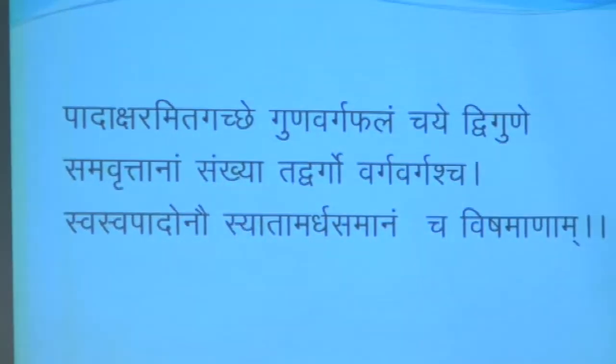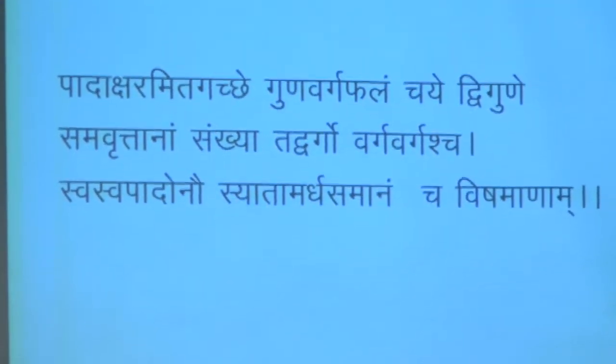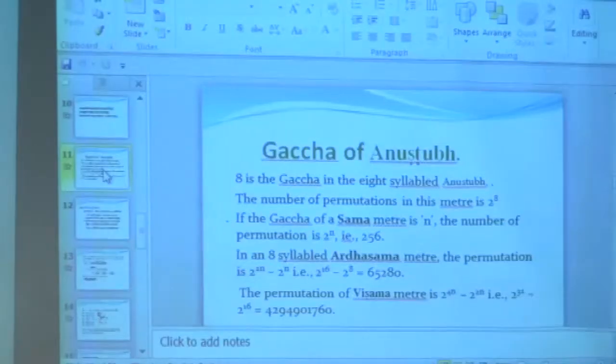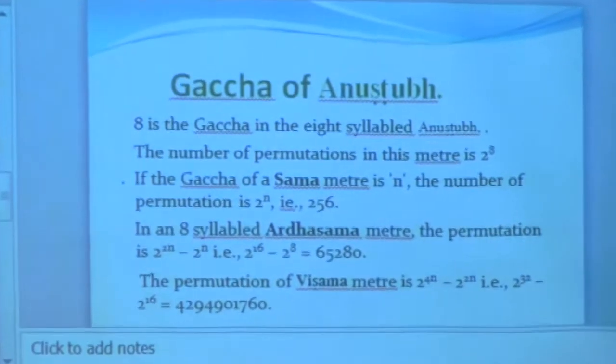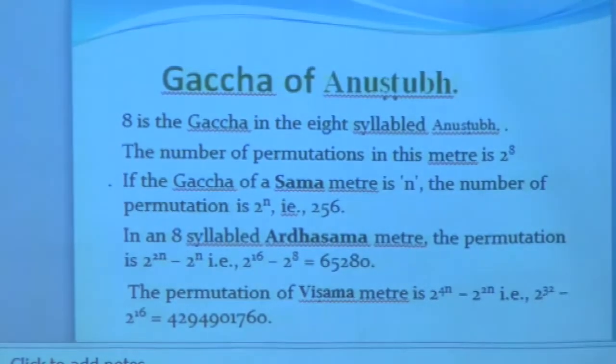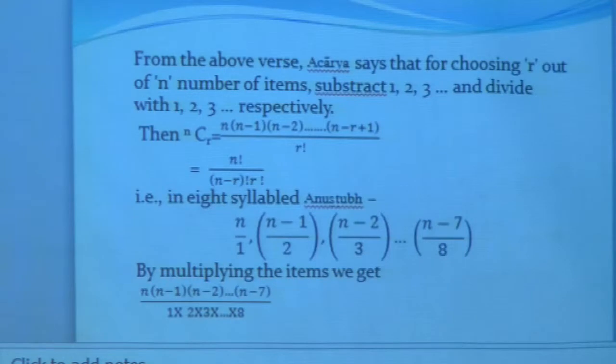The number of syllables in a line is named as Gacha. Padaksharamida Gache. For example, 256 prastaras from Anushtup. Then next, from this Karna Sutra, he gives, and next, how we can find out the number of meters with the number of gurus and laghus. How we can find out. Next one. And this is also the mathematical procedures.